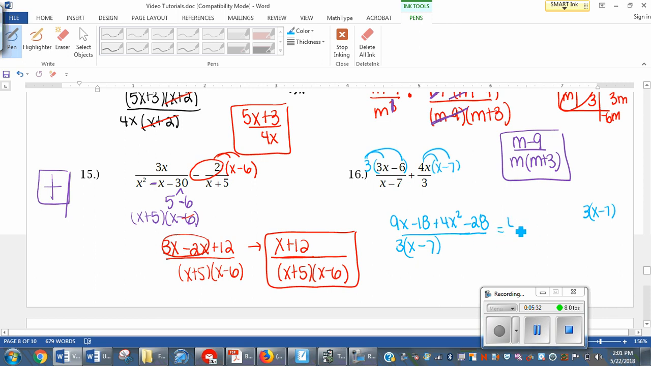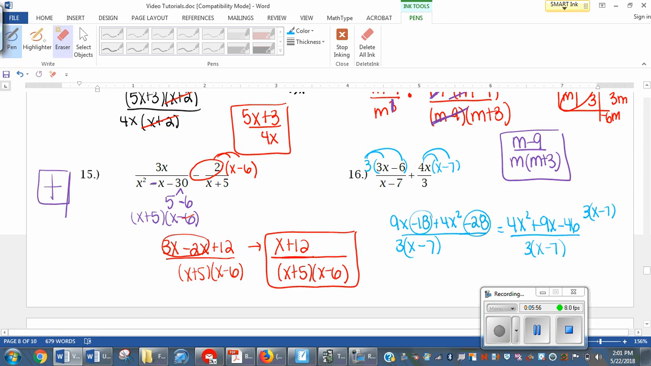I'm going to rearrange here, so we have 4x squared plus 9x, negative 18 and negative 28 will bring us to, let's see, negative 30, negative 46. And then in the bottom, 3 times x minus 7.